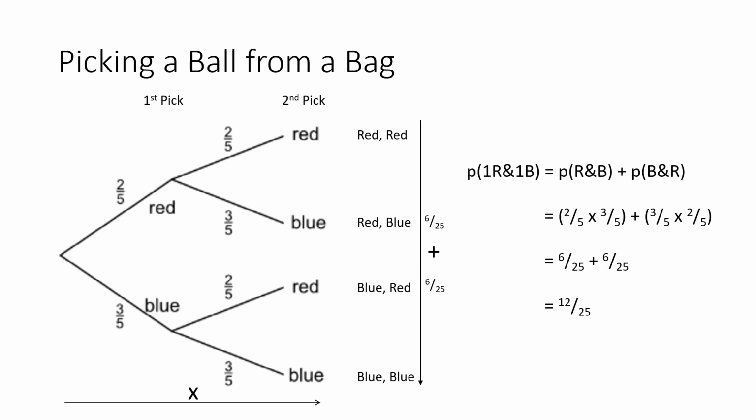So in this case, probability of getting 1 red and 1 blue is probability of getting red and blue, add the probability of blue and red. So probability of getting red and blue would be 2 fifths multiplied by 3 fifths, which is 6 25ths. Add the probability of blue and then red will be 3 fifths multiplied by 2 fifths, which again would be 6 out of 25. So in total, 6 25ths add 6 25ths. The chance of getting one of each colour is 12 out of 25. Again, that does not cancel down.